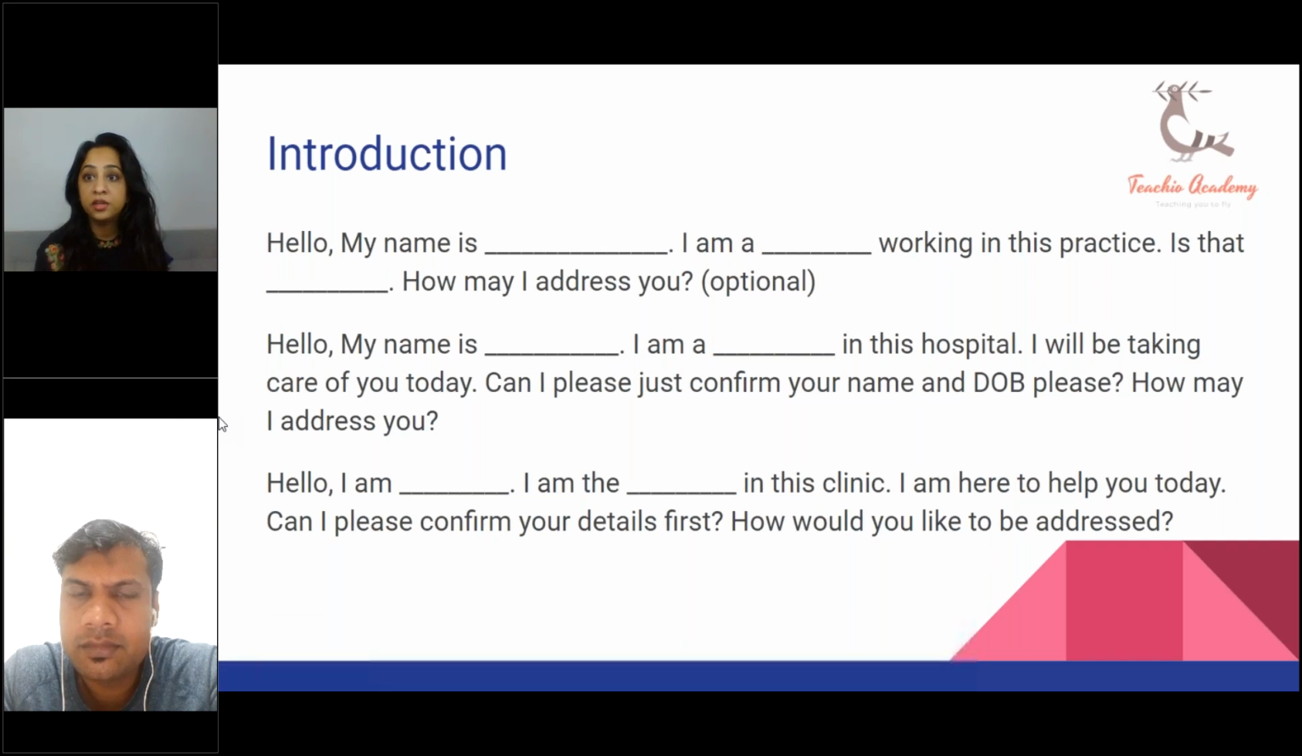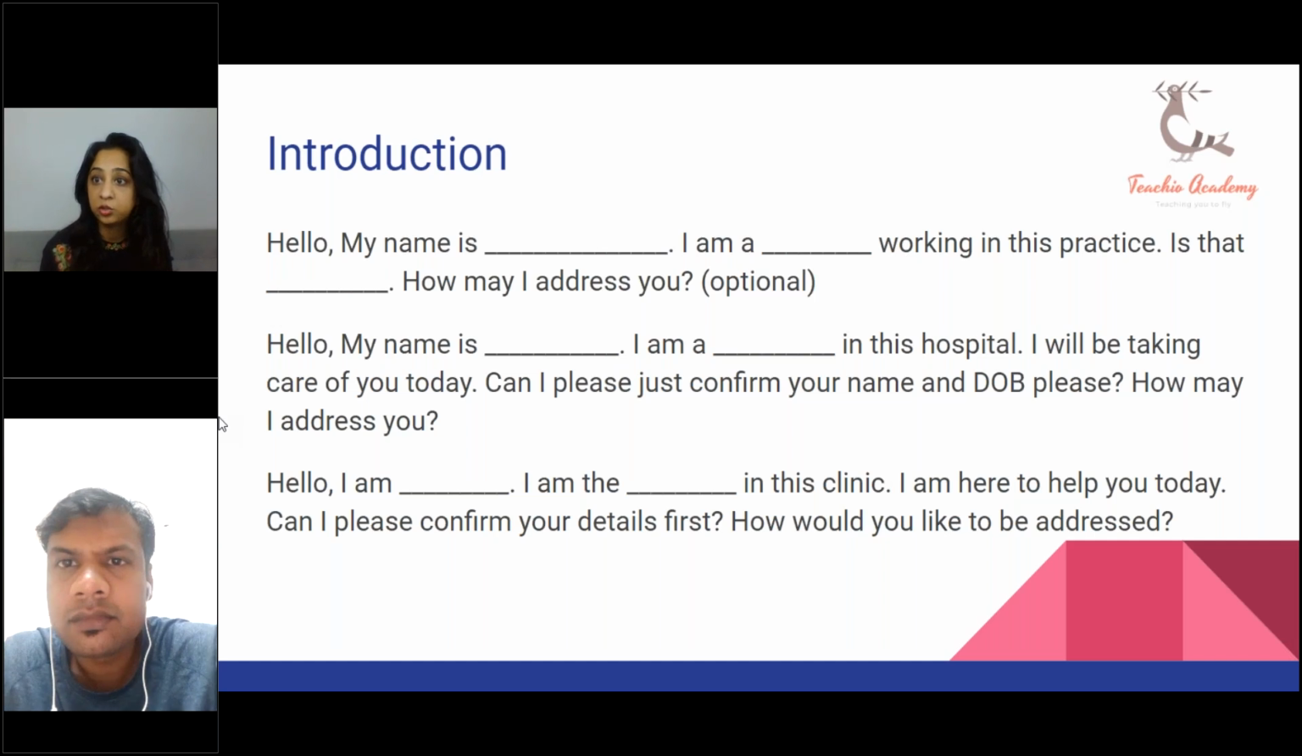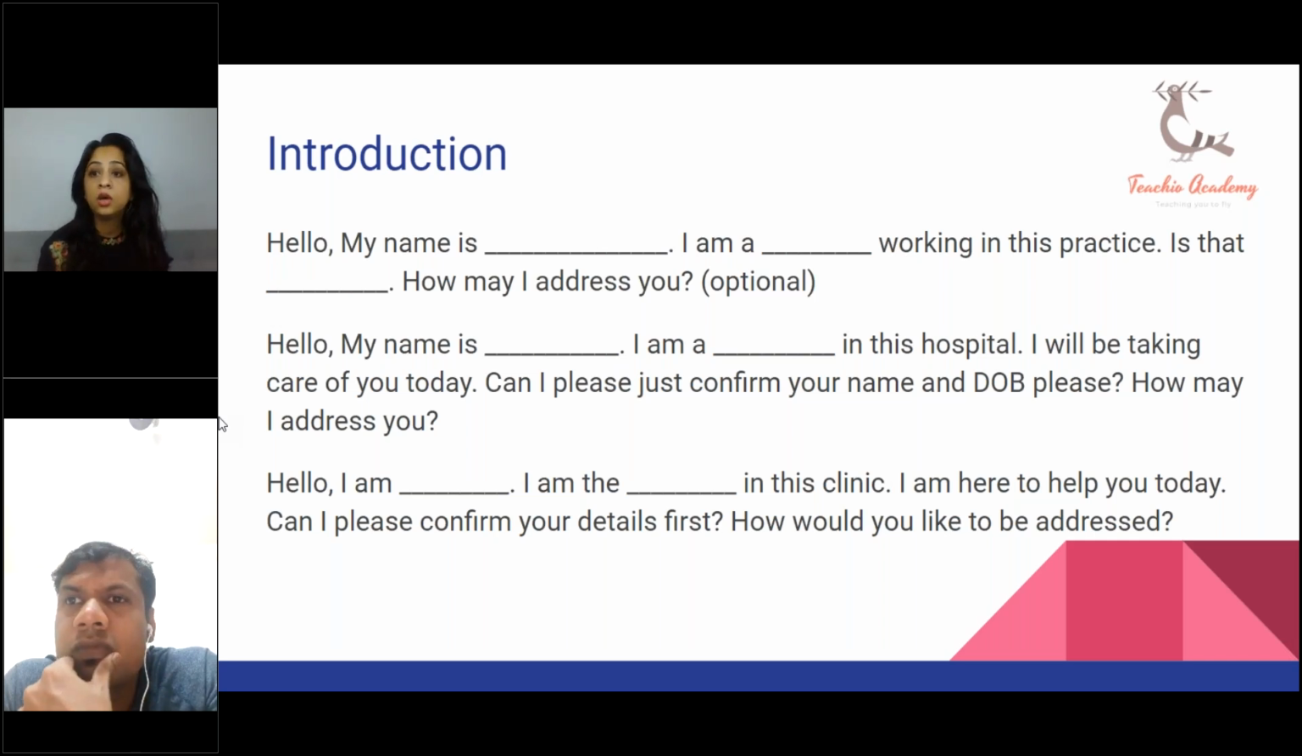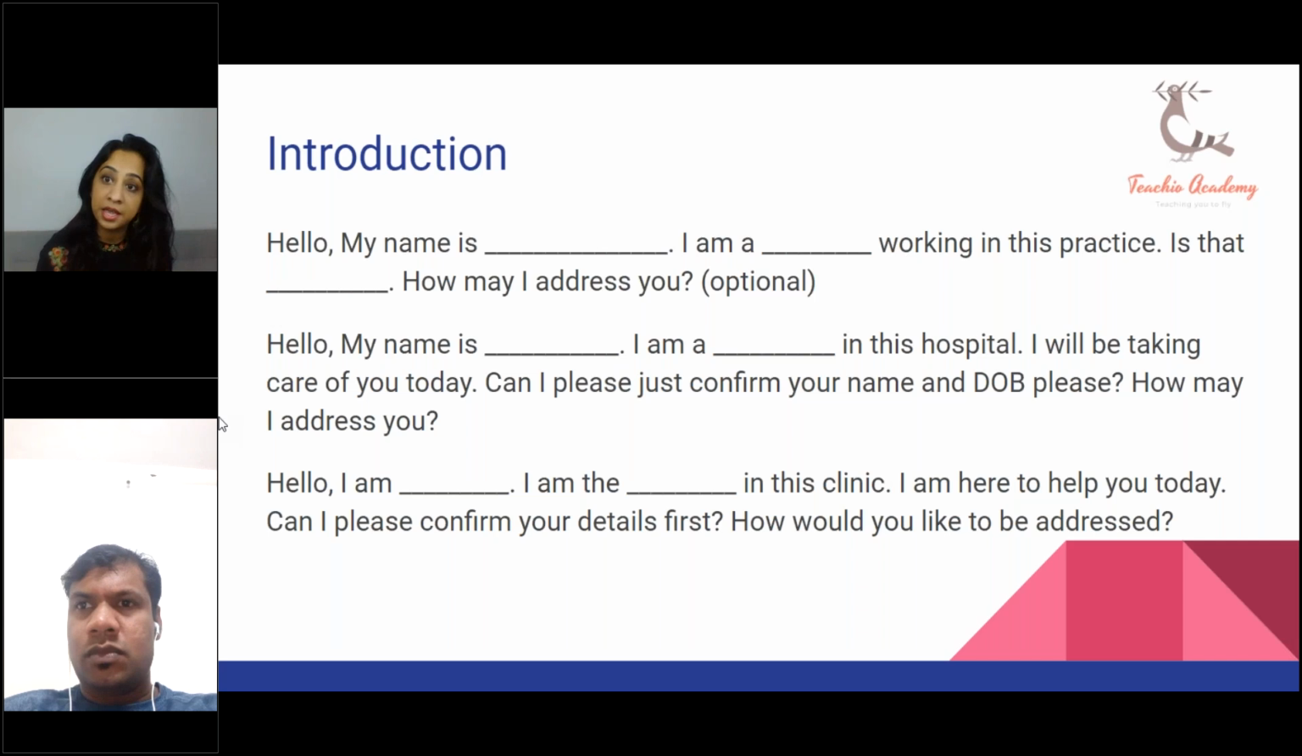All right. Now you can take a screenshot of this as well. This is a sample introduction that you can do. Guys, remember when you are making your notes, you can ask your examiner how you may address them, and they might give you a name, for example, May or June, or they might give you a name by which you can call them, like John. In that case, you don't need to say how may I address you, but you still need to introduce yourself and you need to ask their name.